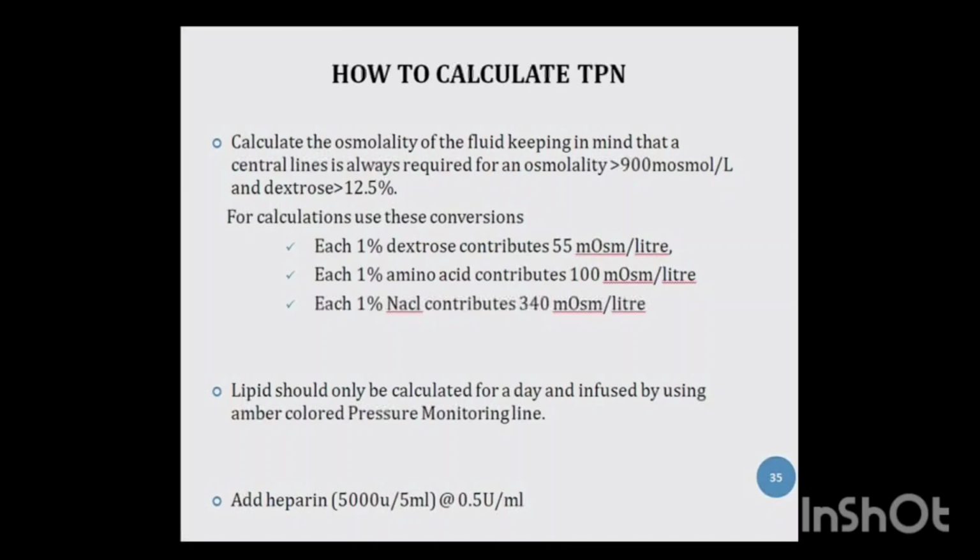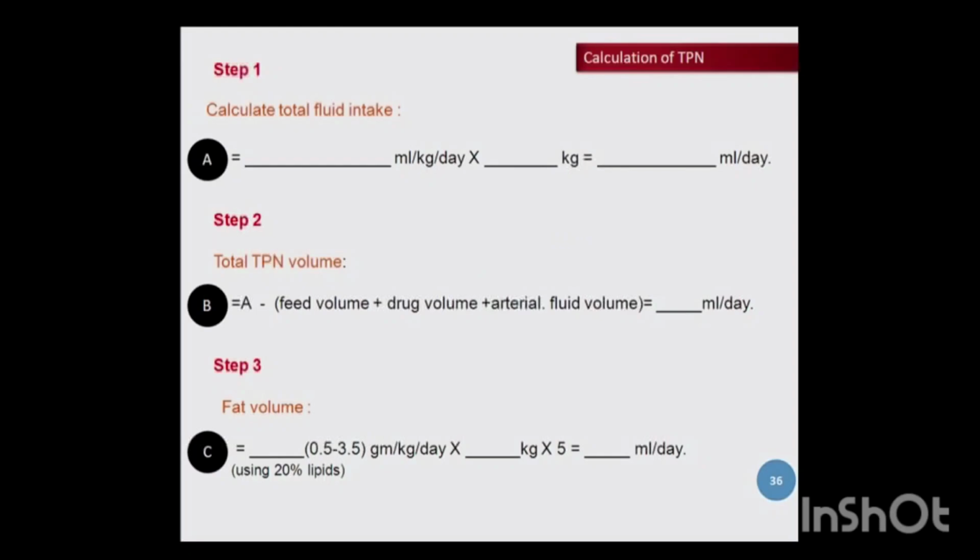For calculation, one can use these conversions. For each 1% dextrose, 55 milliosmoles per liter of osmolar load is contributed. 1% amino acid contributes about 100 milliosmoles per liter, while 1% NaCl will contribute 340 milliosmoles per liter. One should also remember lipids should only be calculated for about a day and infused by using amber colored pressure monitoring line. Remember to add heparin at the rate of 0.5 units per ml. Now we will go through 15 steps in order to calculate proper TPN.